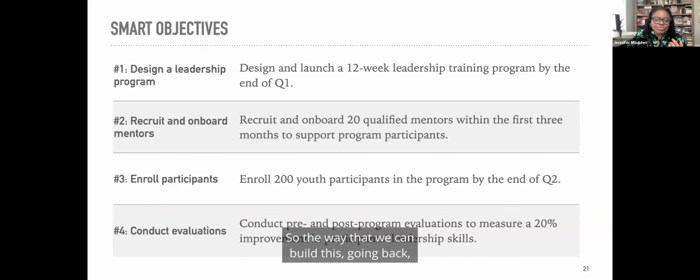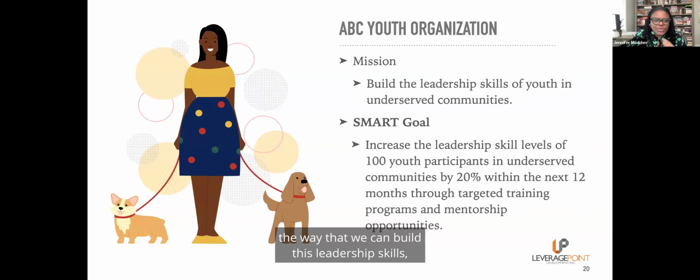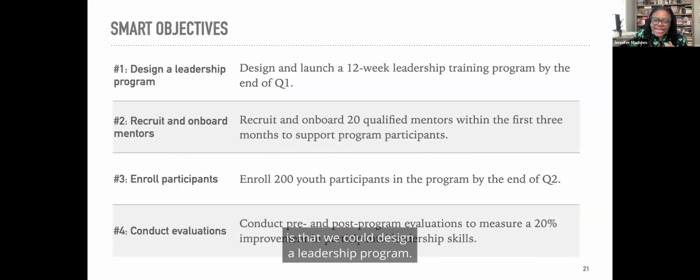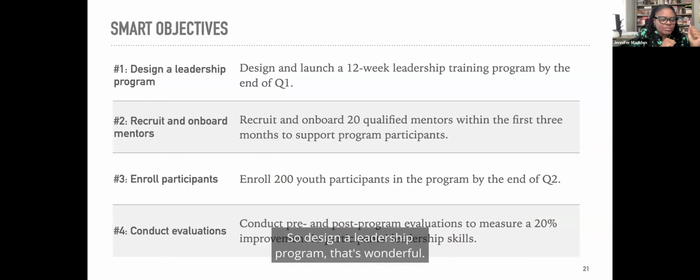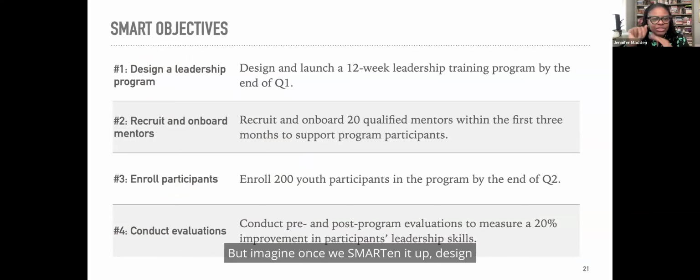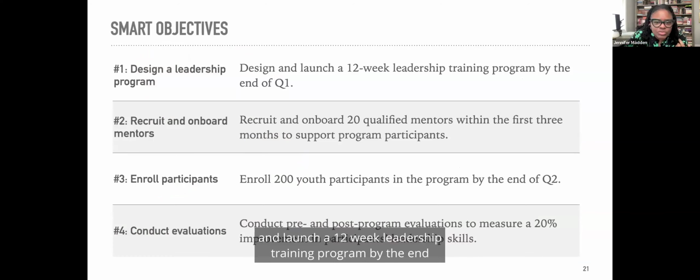So the way that we can build these leadership skills, this training and mentoring for 100 youth, is that we could design a leadership program. This is what we need to do. We need to recruit and onboard mentors. We need to enroll participants, and we need to conduct evaluations. And so we have this notion of what we need to do; now smarten that up. Design a leadership program. That's wonderful. But imagine once we smarten it up: design and launch a 12-week leadership training program by the end of the first quarter. Clear.